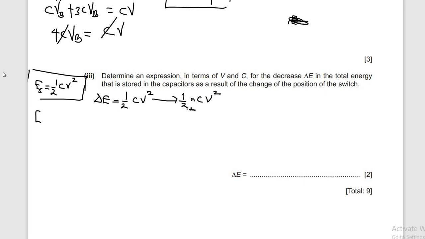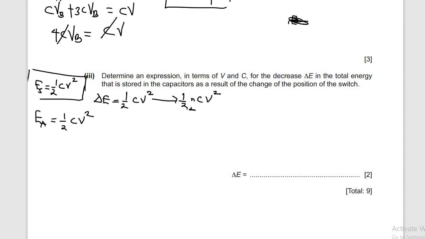Now, energy stored in A is half CV squared. What's the energy stored in B? Half C, and C in B is 3C. The voltage in B will be, okay, let's look at it in this way. Determine the expression in terms of the decrease in total energy.